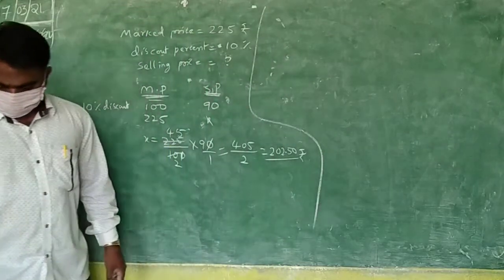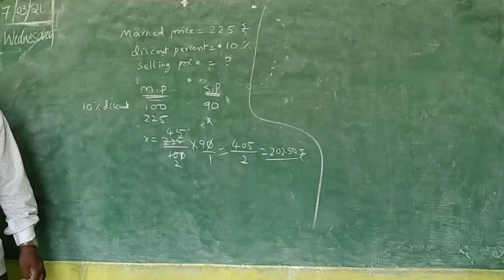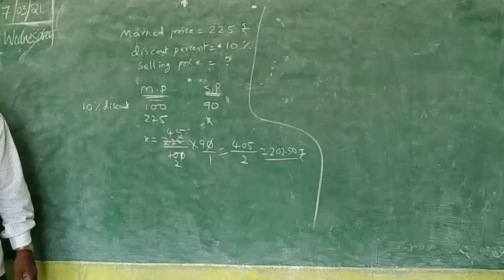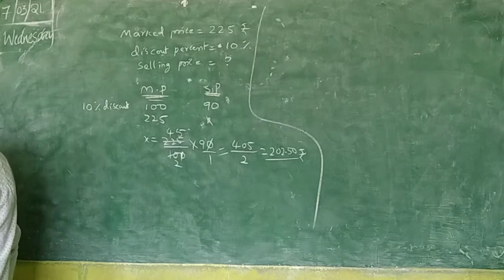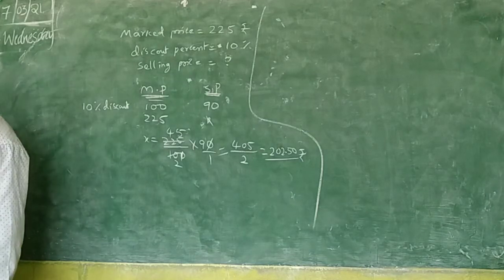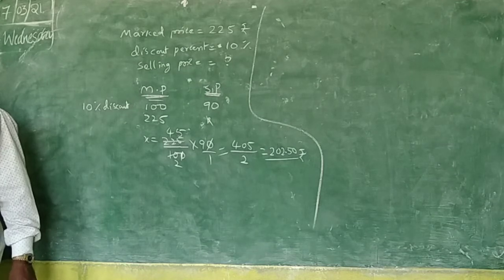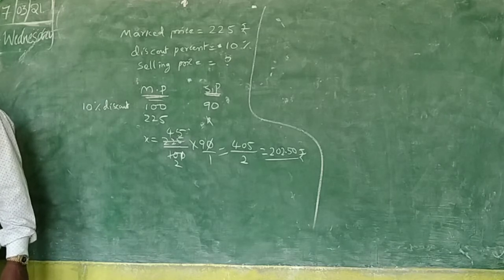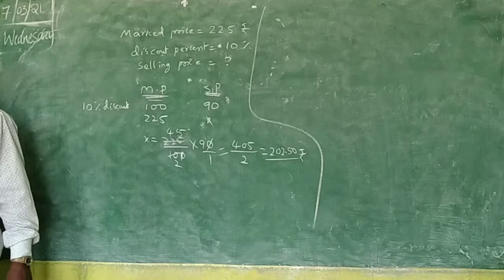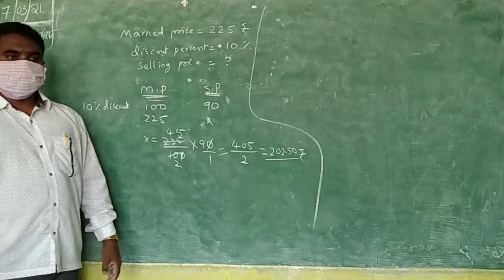Okay, next question. Question number 8. A carpenter allows 15% discount on his goods. Find the market price of the goods which he sold for 680 rupees. What do you know in this? Discount percentage we know, and selling price we know. What should we find? Market price. You understand or not?